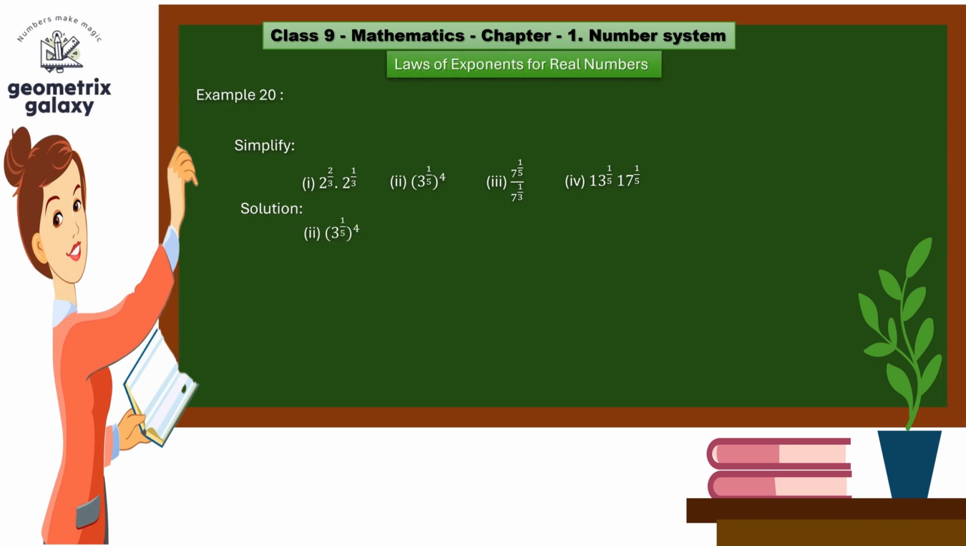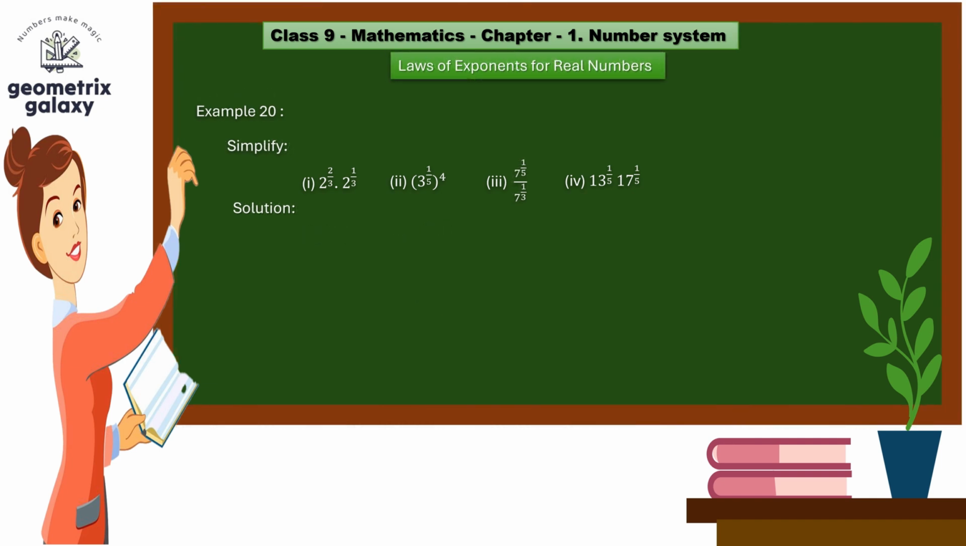This question reminds us about the law a power m whole power n is equal to a power m into n. So we can write 3 to the power 1 by 5 the whole power 4 as 3 to the power 1 by 5 into 4. So 1 by 5 into 4 is equal to 4 by 5. Therefore, we can write the answer as 3 to the power 4 by 5. The third subdivision is 7 power 1 by 5 divided by 7 power 1 by 3.